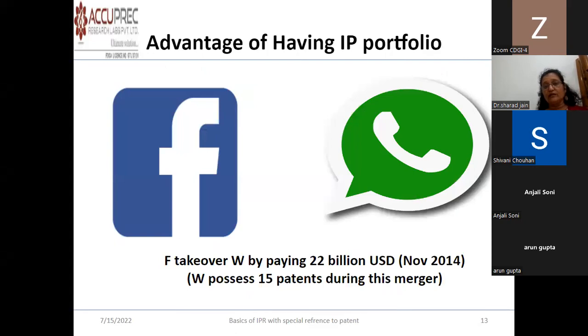You see, WhatsApp had 15 patents and it was purchased by Facebook for 22 billion. So see the value of the patents, the cost which is earned by the company.